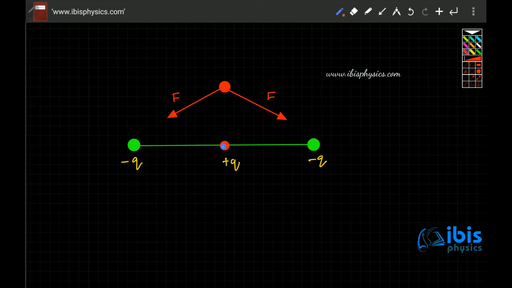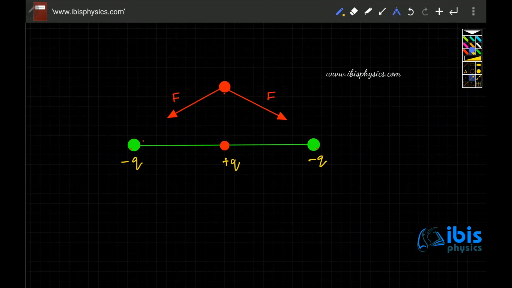Unlike the previous case, when you move either to this side or that side, it will decrease the distance between one of the two charges and increase the distance between the other. But here, when you move perpendicular to the line joining the two charges, the distances will remain the same. So the distance from minus q to plus q, and from this minus q to plus q, will remain the same. Then the forces will be equal.